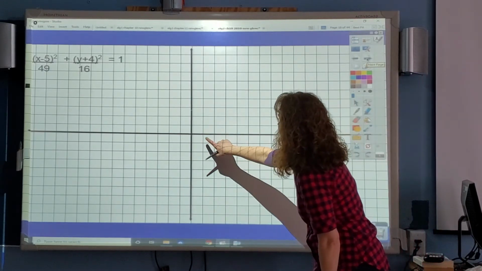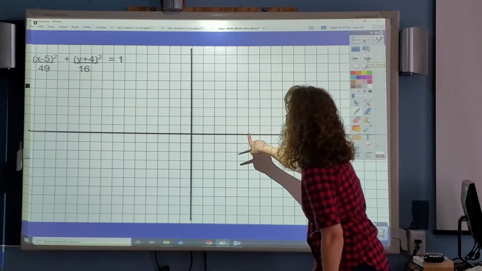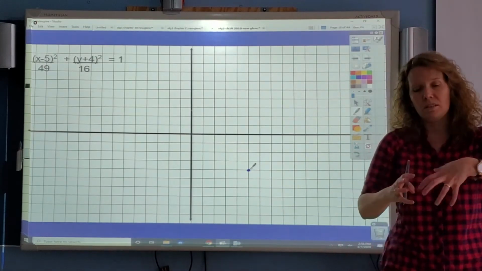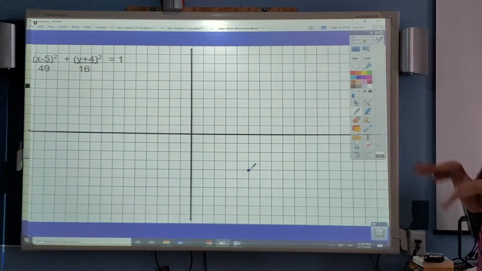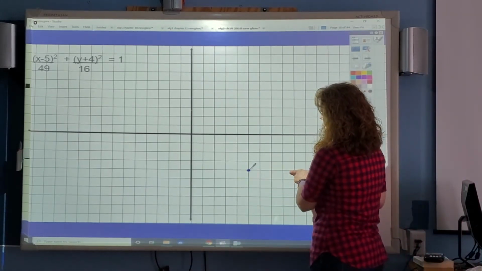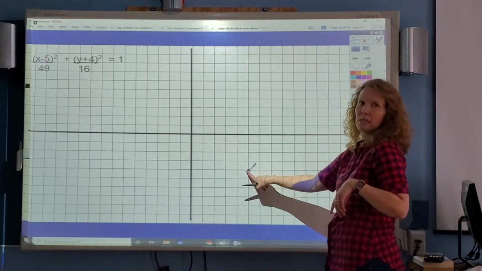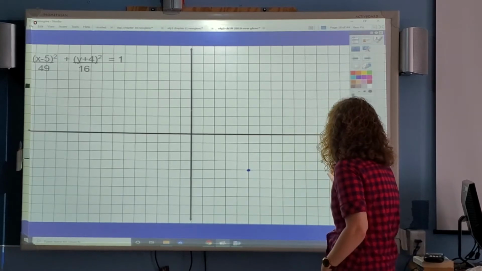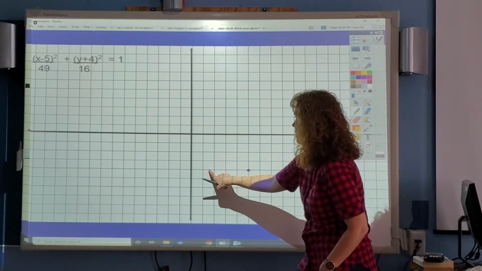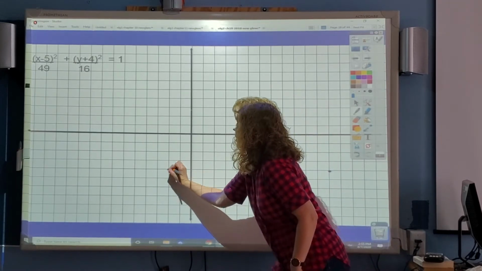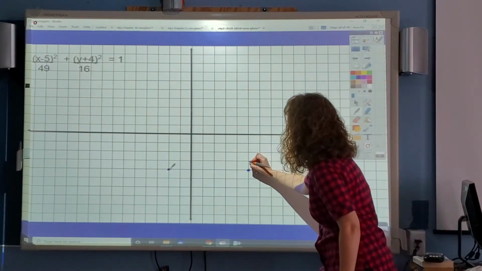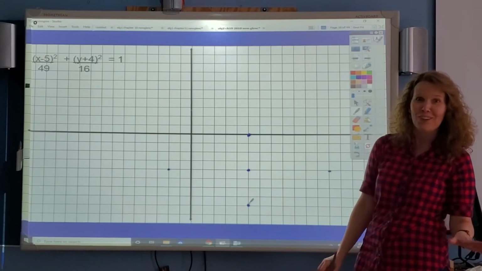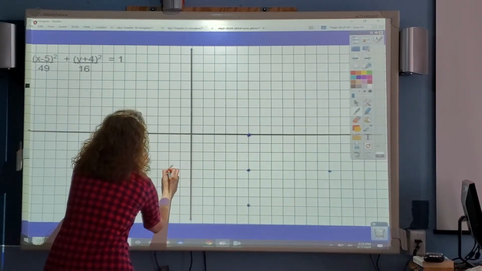The center point was at 5. 1, 2, 3, 4, 5, and then down 4. 1, 2, 3, 4. So this is how I get started doing the ellipse. It gives me a place to go, and then my axes are going to come off from there. On the x-axis, I'm going to go right and left. How much, Jamie? 7. Right. 1, 2, 3, 4, 5, 6, 7. And again, 1, 2, 3, 4, 5, 6, 7. And then up and down, how much, Jamie? 4. 1, 2, 3, 4. And again, 1, 2, 3, 4. It's not a circle, it's an oval. So keep that in mind as you draw it.